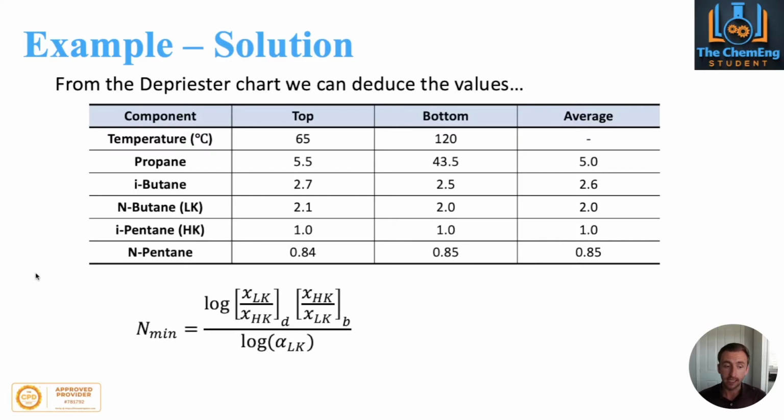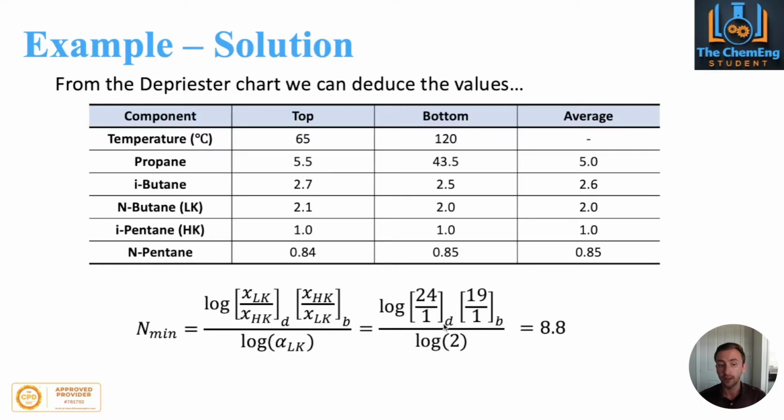So now that we have these, we can begin to populate our equation. So we can find the minimum number of stages. If we use this equation, we will substitute in the values.